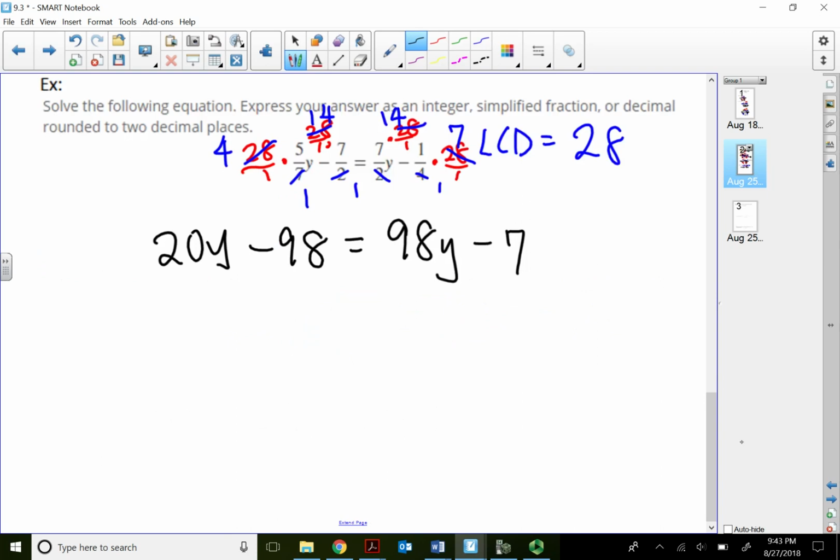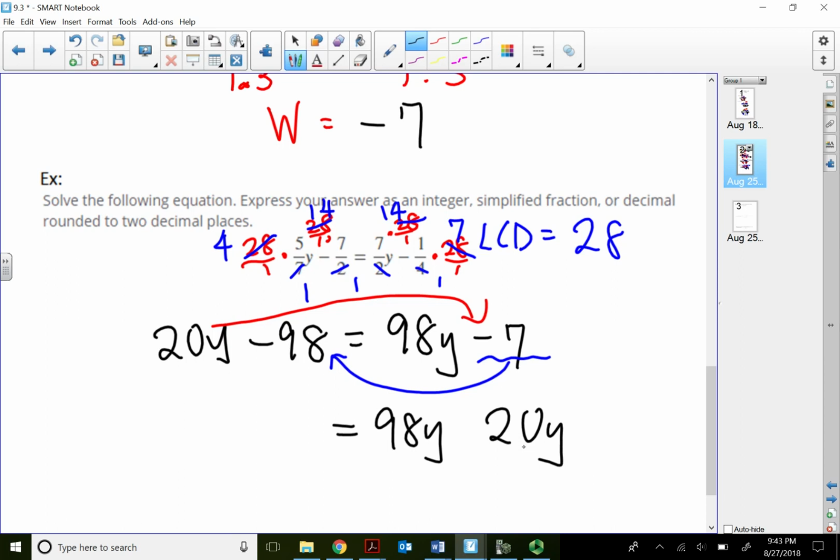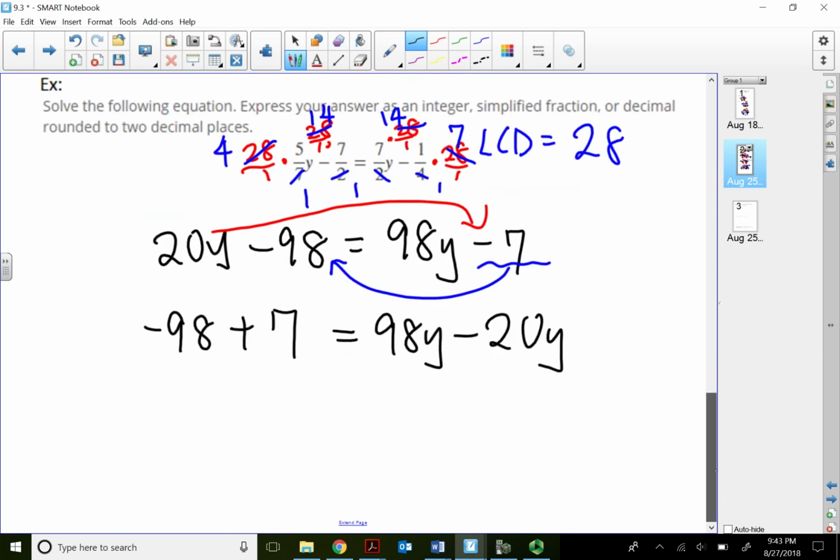Okay, so right now it looks like there are no like terms to combine on each side. Since 98y is bigger than 20y, I'm going to move my 20y to the right. At the same time, move my negative 7 to the left. So 98y is still the same. 20y comes over to the right and becomes negative. On the left side, negative 98 is still there. When the negative 7 moves over, it will become positive 7. All right, so remember now, solving any equation is all about having all the variable terms on the same side, everybody else on the other side.